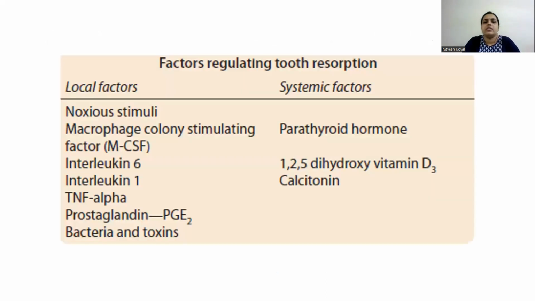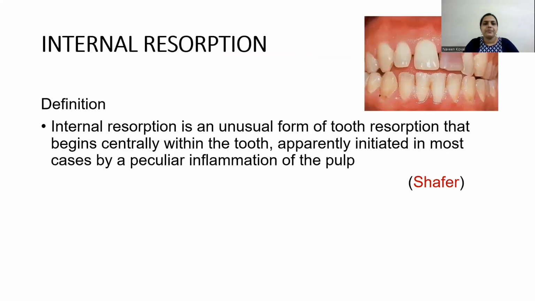And there are various factors regulating the resorption, which include local factors as well as systemic factors. In systemic factors, there can be hormones like parathormone, which increases the resorption. Again, vitamin D3, calcitonin, all this increases resorption. Whereas local factors are noxious stimuli, macrophage colony stimulating factor, interleukin 6, 1, TNF alpha, prostaglandin E2, bacterial toxins. All these are local factors regulating tooth resorption, and they are the agents increasing the resorptive process.